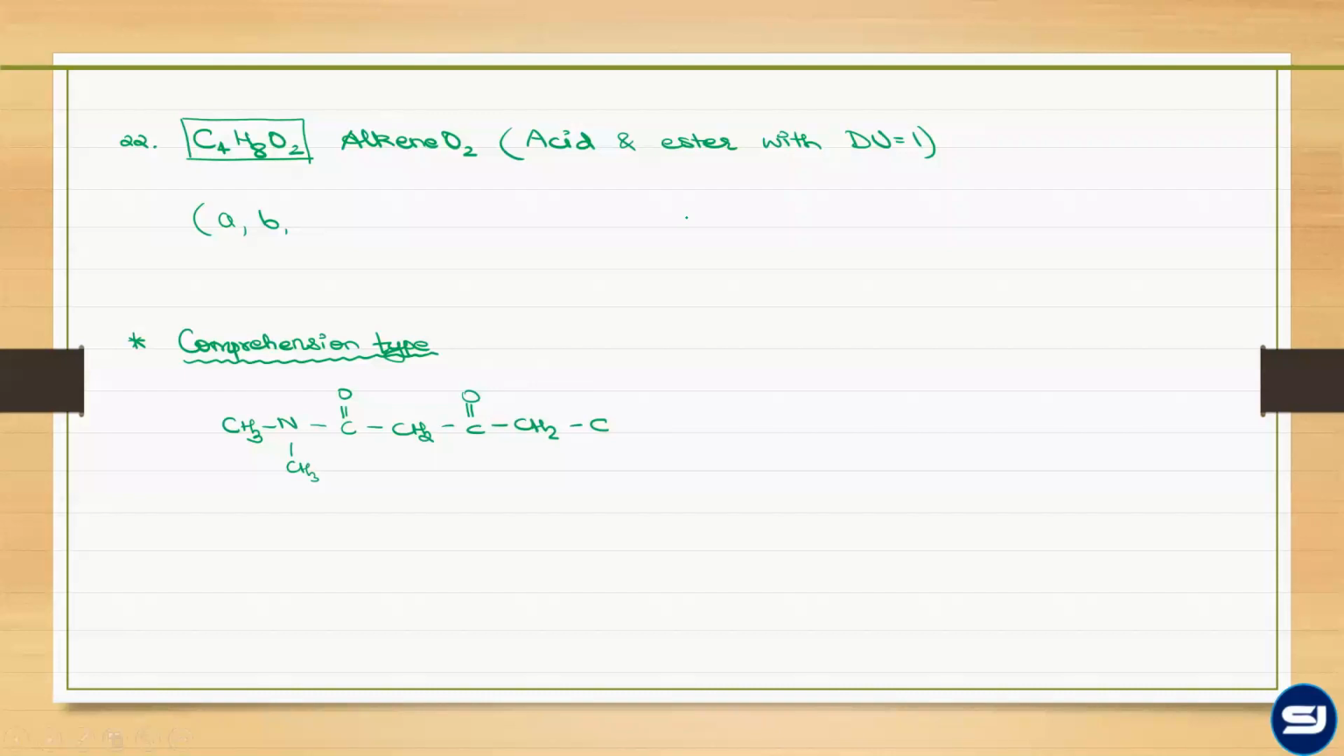What do you understand from the name? Butene. The DU is equal to 1 and diol means there are 2 OH groups, meaning 2 oxygens, and carbon and hydrogen as per the DU will be automatically balanced. So even if you don't write the structure, it will fit in this formula, which can be understood. Okay, so apart from acids and esters, alkene O2 can represent an unsaturated diol. It can in fact also represent an unsaturated diether. Yes.